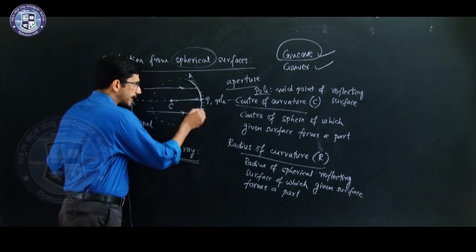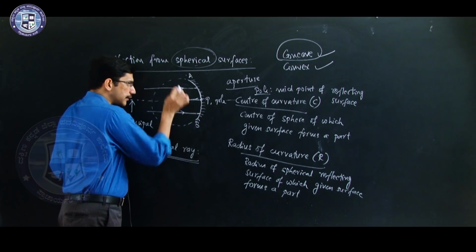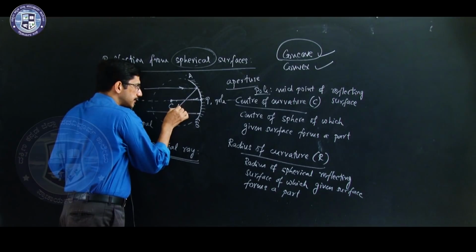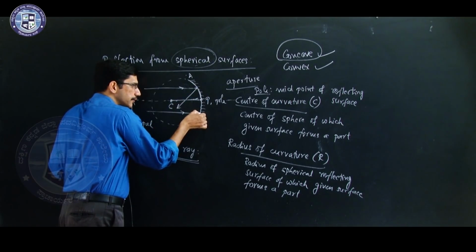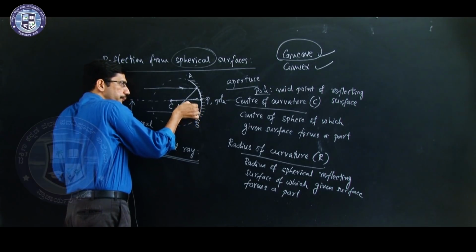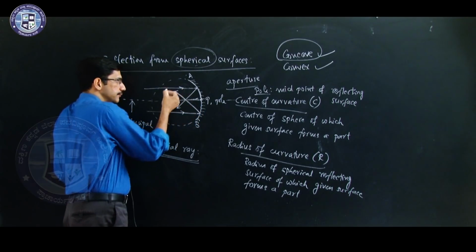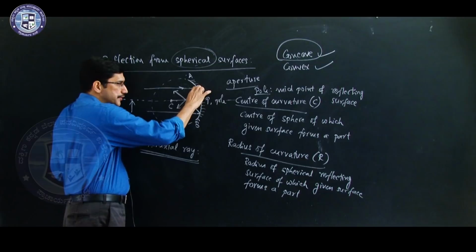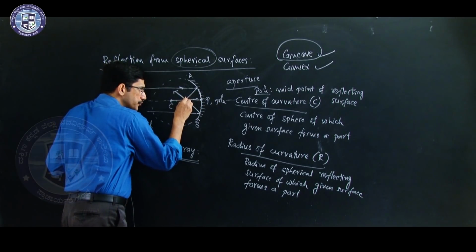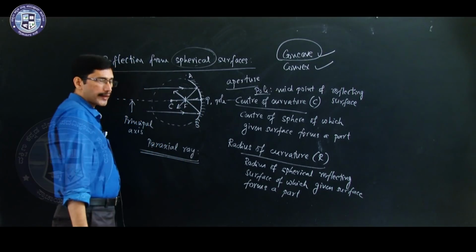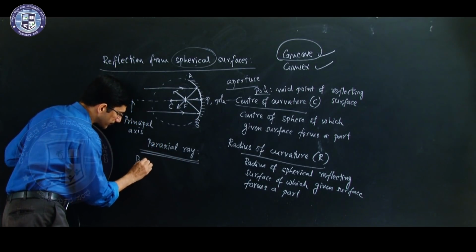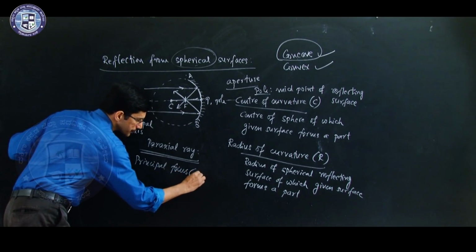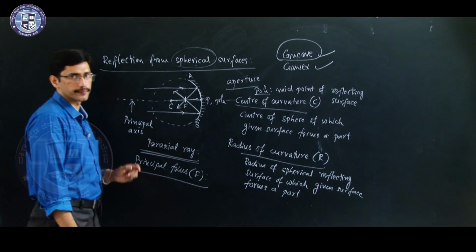Now, when these rays are incident on the reflecting surface, they undergo reflection, and the reflected ray moves in this direction. The reflection is taking place from here also, and the reflected ray would move in this direction. The rays which are parallel to the principal axis, after reflection, pass through a particular point which is represented by F, and that is called the principal focus, which is represented by capital F.